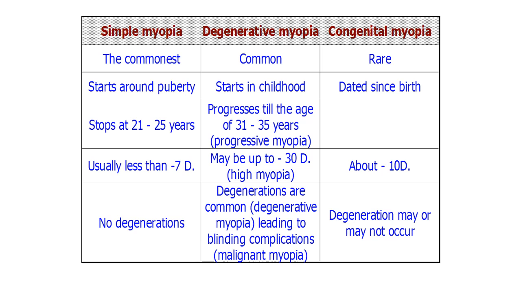So in a table form, simple myopia, degenerative myopia, congenital myopia, you can very well remember this table. Simple myopia is commonest, starts around puberty, stops at 21 to 25 years, usually less than -7D. No degeneration is seen. In degenerative or pathological myopia, it starts in childhood, progresses till the age of 31 to 35, that is called progressive myopia, maybe up to 30 diopters. Degenerations are common. In congenital myopia, it dates since birth, and it can be about -10 diopter.